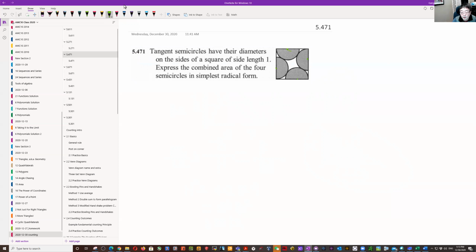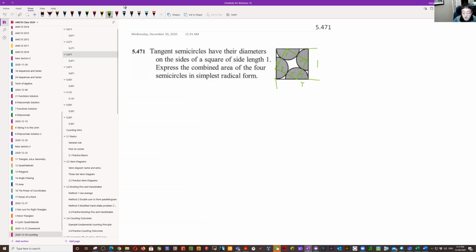If you connect the centers of those semicircles, these are the tangent points for the congruent semicircles. So if this is a radius here, and this is also a radius, these are all the radius. And the side length is 1. So here is 1.